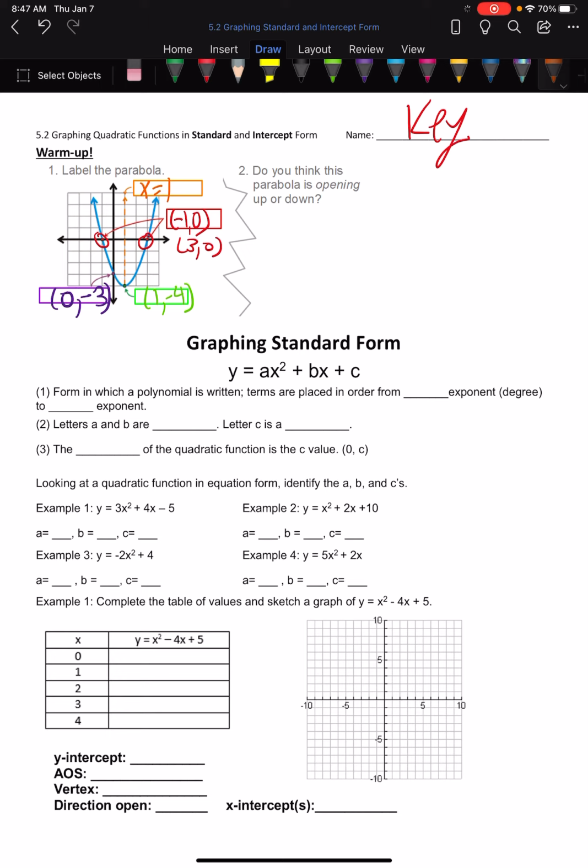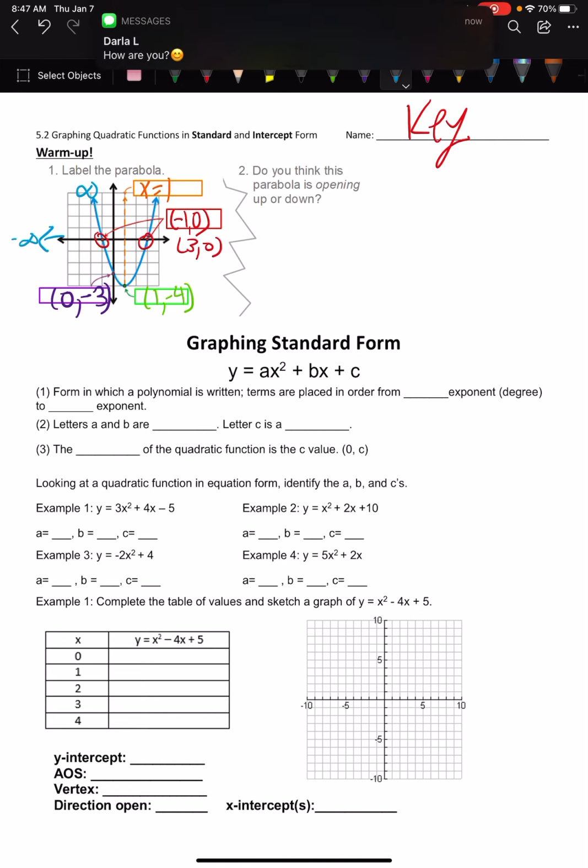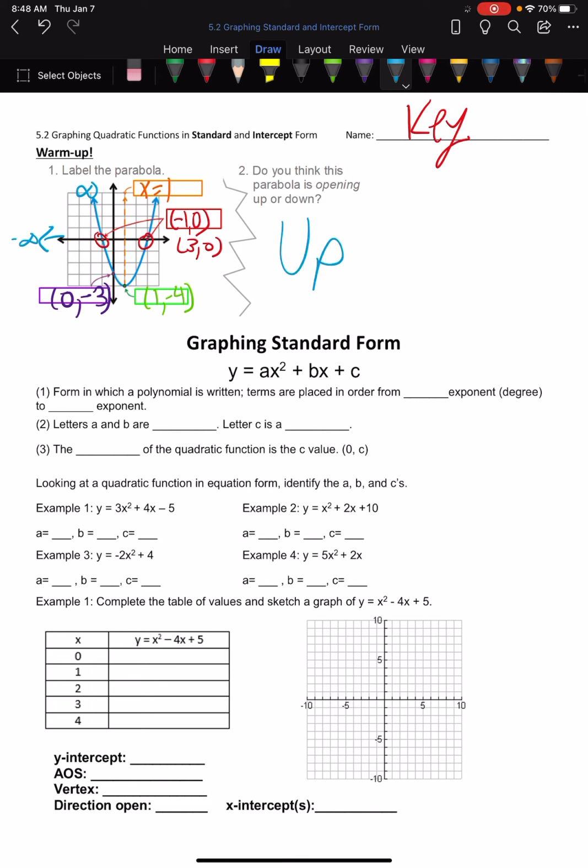The next question asks us, do you think this parabola is opening up or down? If I'm looking at this, I have to look at how our end behavior is. So as x approaches -infinity, our y is approaching positive infinity. Go to the other side, as x is approaching positive infinity, y is still approaching positive infinity. So that means that this is going to be a parabola that opens up. If I look at the shape of this too, there is a minimum, so our bowl is facing upwards. So our parabola is opening up.